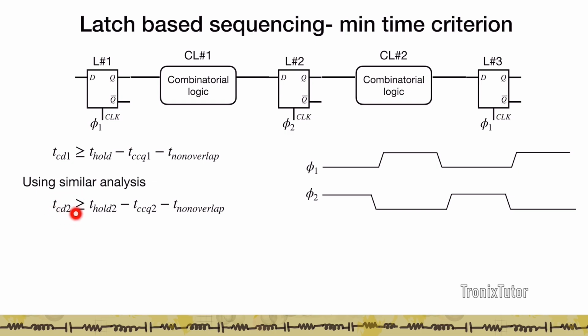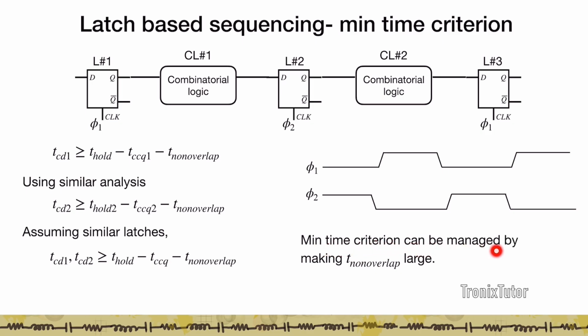And similarly, I have TCD2. If I look at the path from 2 to 3, I have TCD2 greater than T hold 2 minus TCCQ2 minus T non-overlap. If I assume similar latches, then the contamination delays of 1 and 2 should both be greater than T hold minus TCCQ minus T non-overlap. Therefore, the min time criterion can be managed by making this T non-overlap as large as possible. You can make this as large as possible, and then you can get rid of the min time violation altogether in a latch based sequencing.